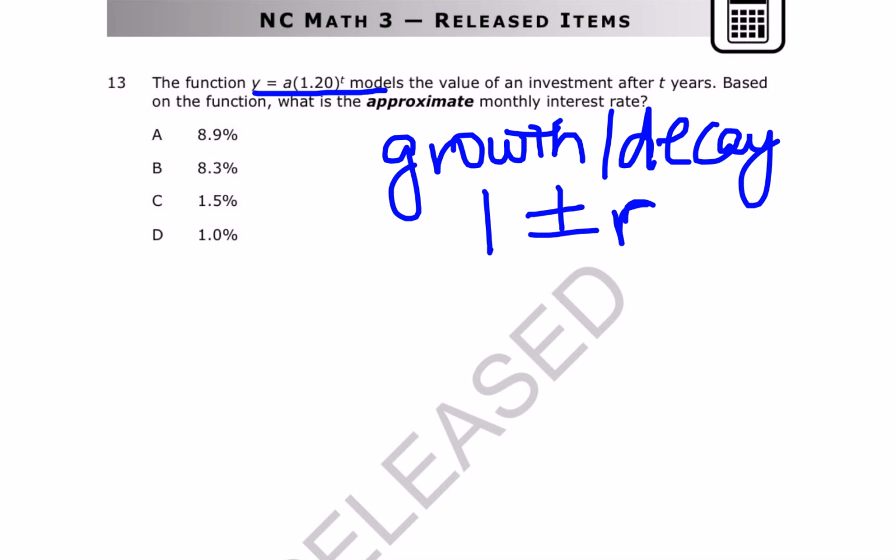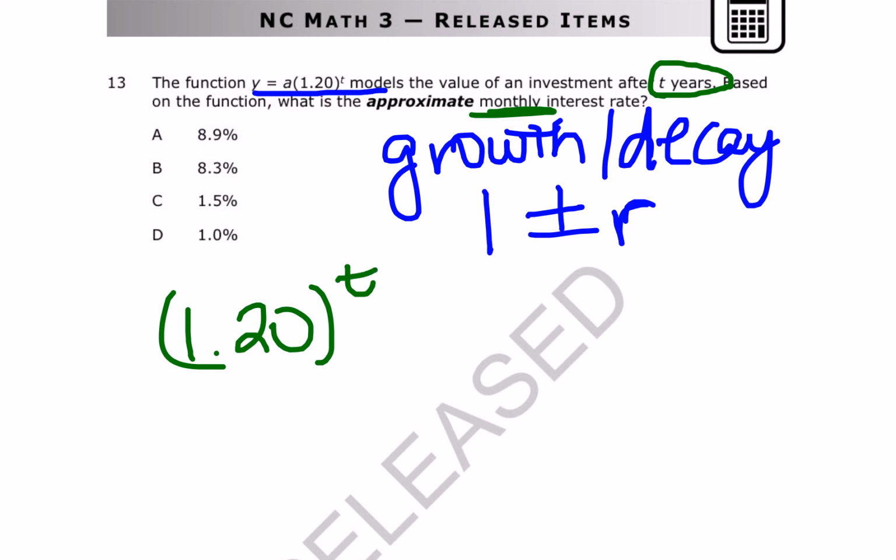It asked about the rate, which is R. But it said the monthly rate. The equation is based off of T years, which is the yearly rate. So I'm going to take 1.20 to the T, and I want to divide the number of years by months. So I'm going to divide by 12, which is the same thing as 1/12.